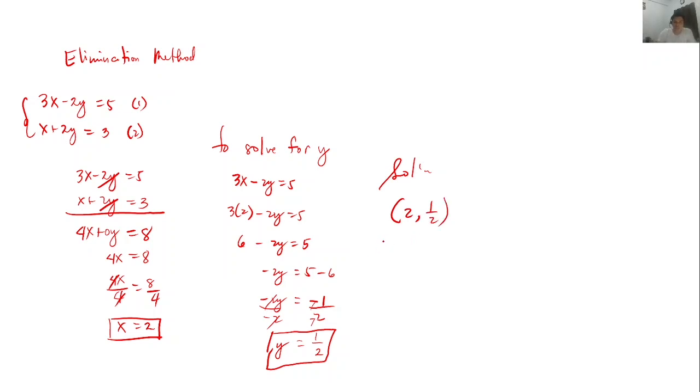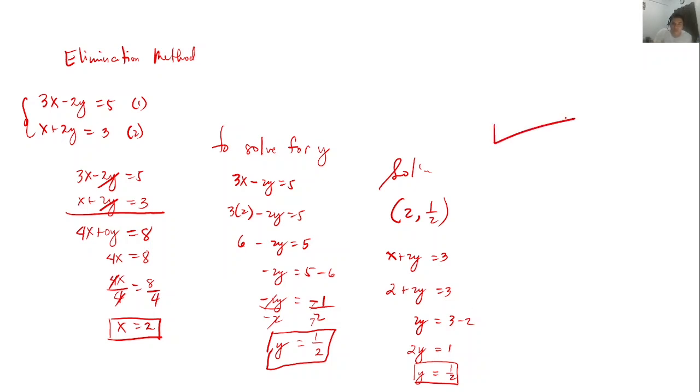Okay? Now, to check if we have the same answer for the second equation, let's say x plus 2y equals 3. Then 2 plus 2y equals 3. Then 2y is equal to 3 minus 2. Then 2y is equal to 1. Divide both sides by 2. So we have the same answer, y is equal to 1 half. Okay? So it gives the same result, whatever, because that is a system of linear equations.